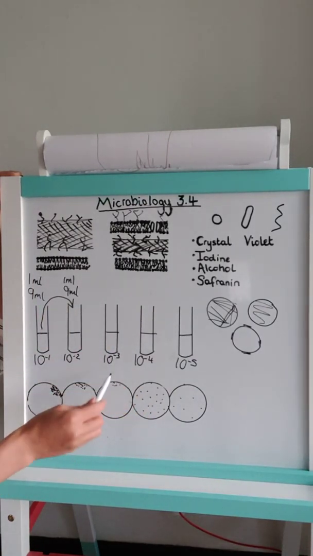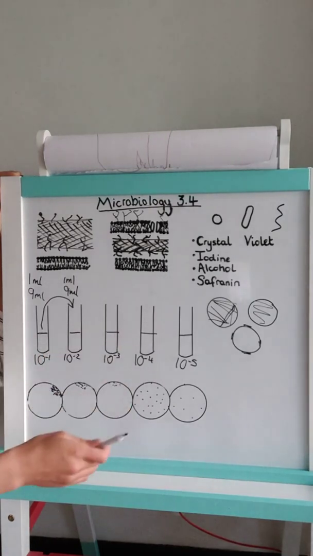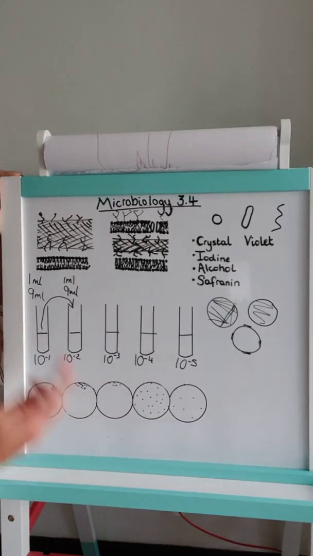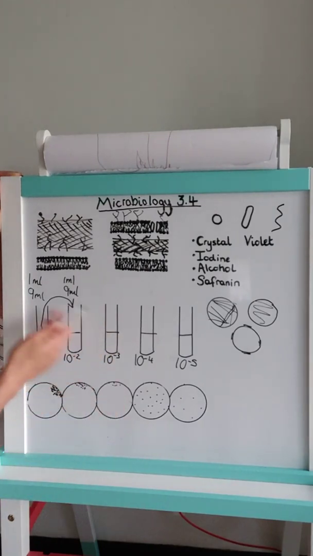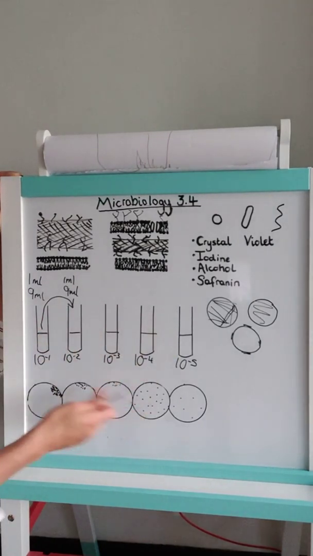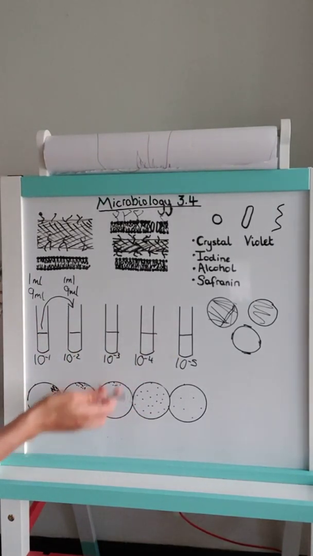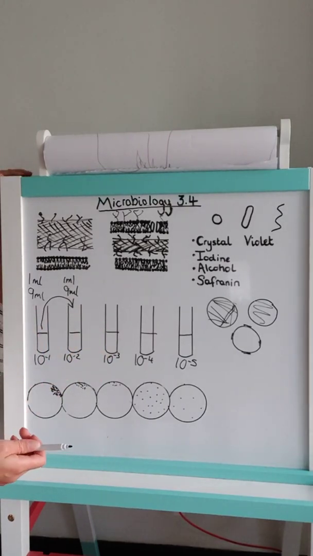If it was this one, from 1 in 1,000, obviously you have to multiply it back up by 1,000 to get your results. So you'd have to know which one you used, which one you selected, and then multiply it back up to see how many bacteria are in the sample.